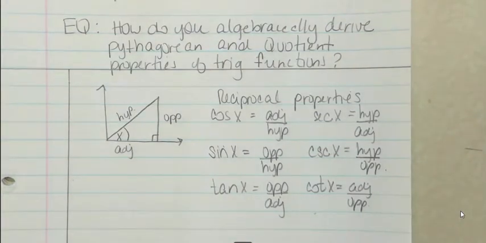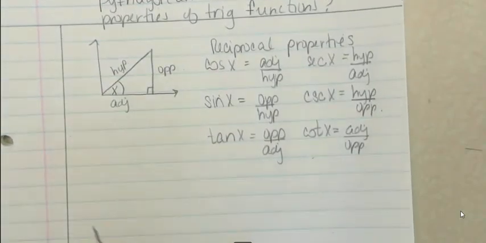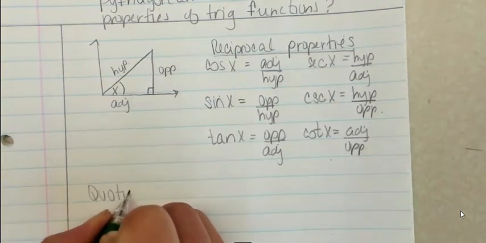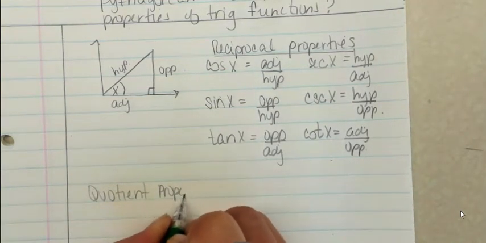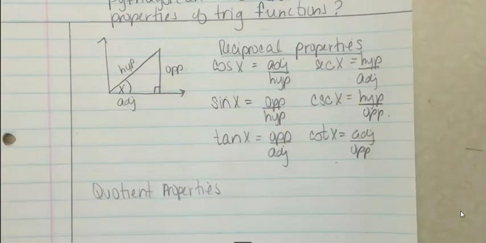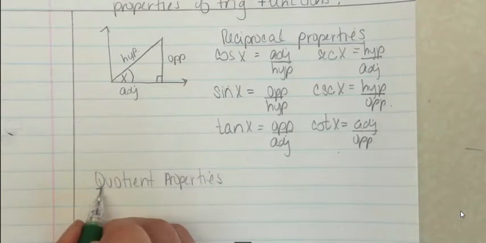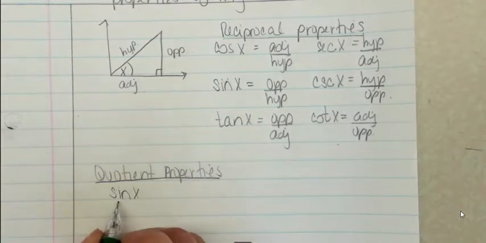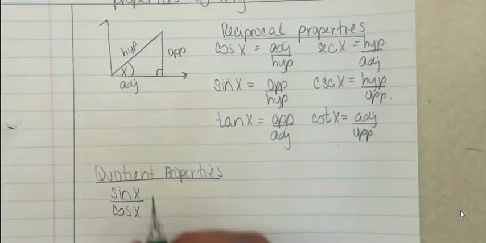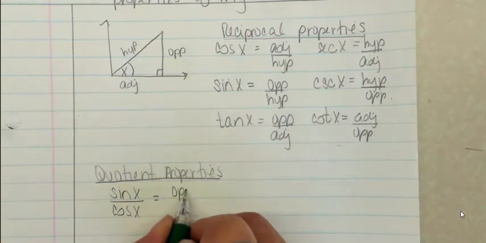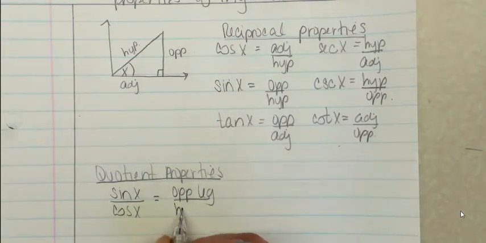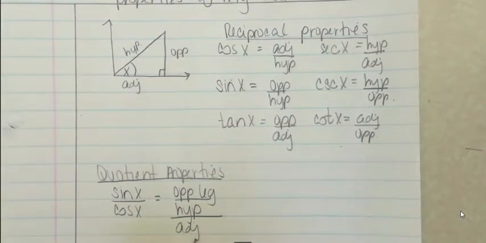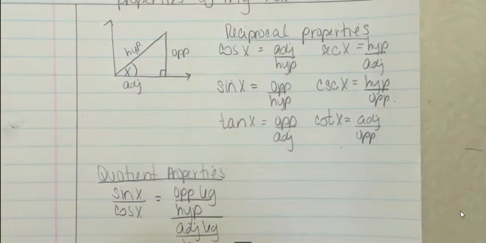Alright, so we can do a whole bunch of stuff with quotient properties. So those were your reciprocal properties. You're going to have to get good at playing games with trigonometric identities. So, quotient property. Basically, if I take sine of x and I put that over cosine of x, well, what I get with that is the opposite leg over the hypotenuse, right? That's the sine of x, divided by the adjacent leg over the hypotenuse.